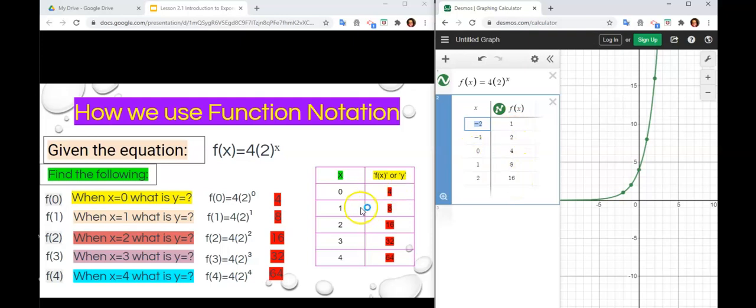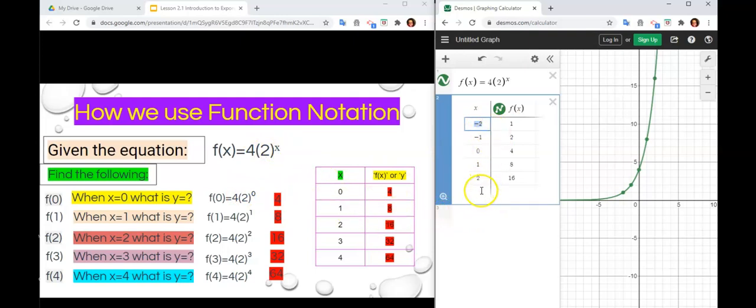Some of the values are shown on our table. So we have 0 and 4, we have 1 and 8, and we have 2 and 16. But on our table, we don't have -1 and 2, and we don't have -2 and 1. But we could if we substituted x values in to find what the y values were.